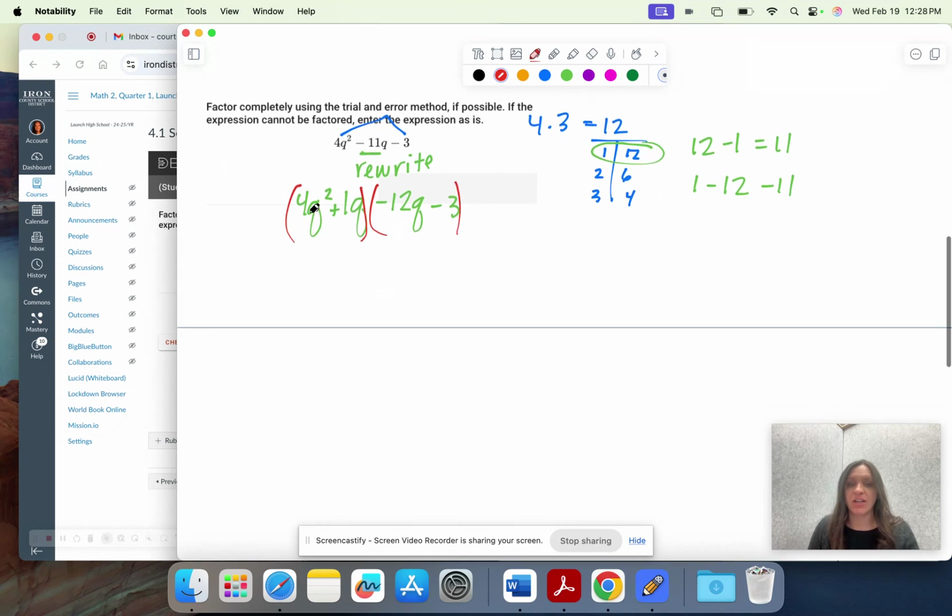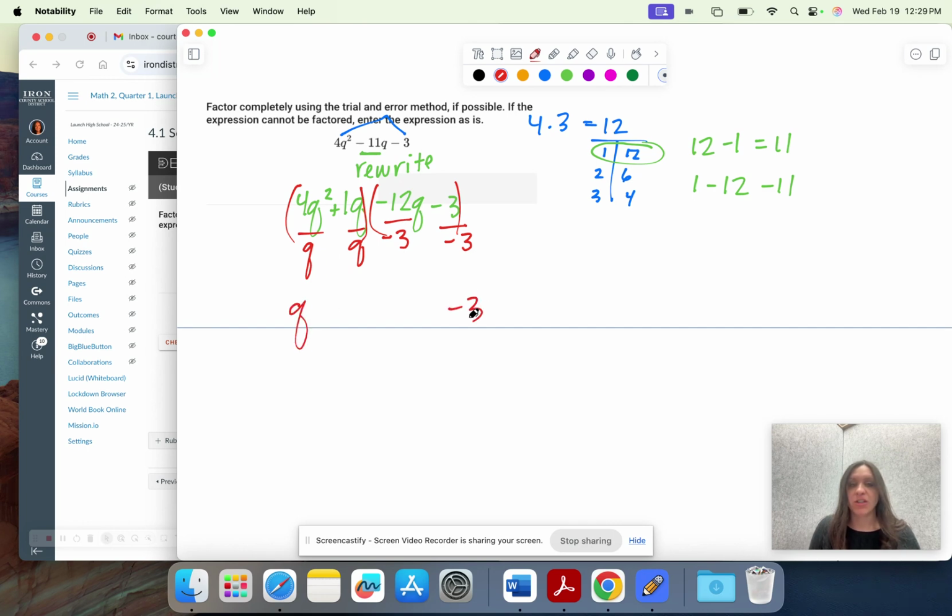I don't want to do trial and error. So let's take out the greatest common divisor. Our numbers are 4 and 1, so there's nothing there, but these both have a q. And then here I have negative 12 and negative 3. So those both divide by 3, but when this leading number is negative, we want to take that out. So I'm going to divide both of these by negative 3.